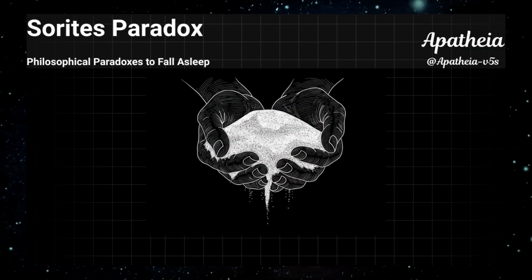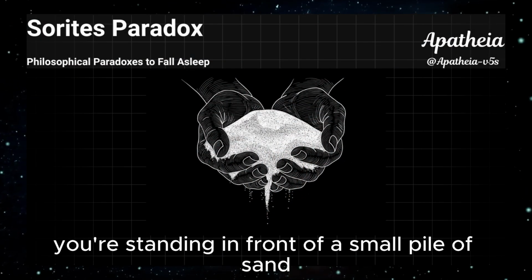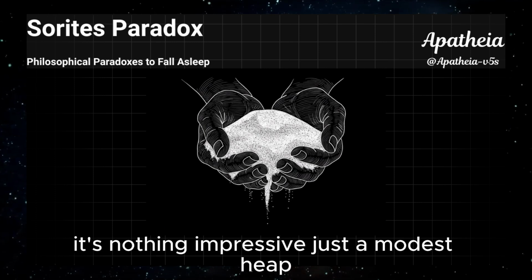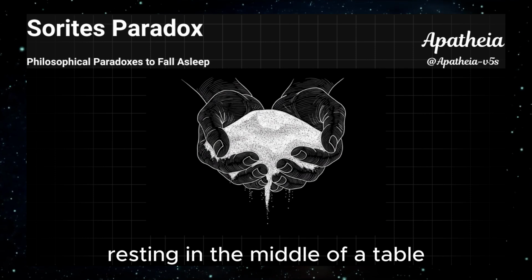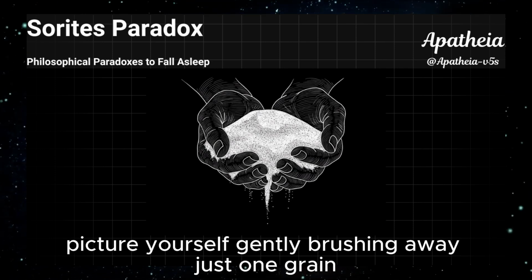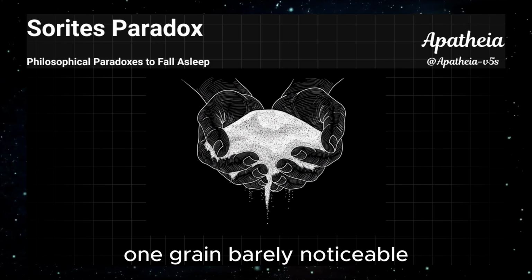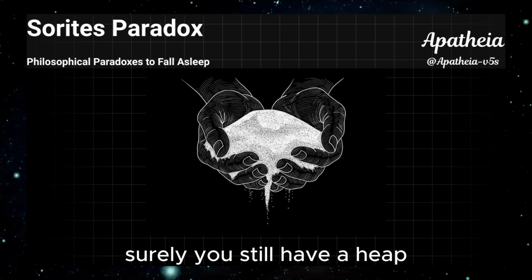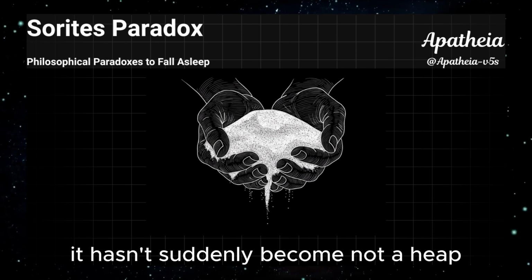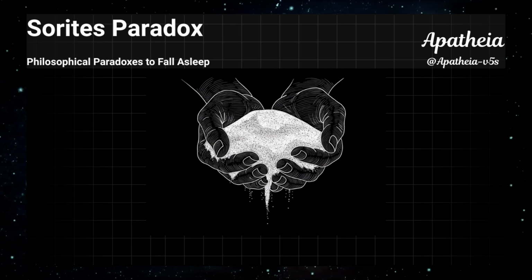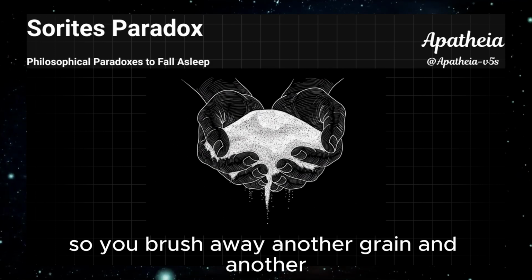Sorites Paradox. Imagine you're standing in front of a small pile of sand. It's nothing impressive, just a modest heap, maybe 10,000 tiny grains resting in the middle of a table. Now picture yourself gently brushing away just one grain. One grain, barely noticeable. Surely you still have a heap. It hasn't suddenly become not a heap just because one speck was taken away. That wouldn't make sense. So you brush away another grain, and another.